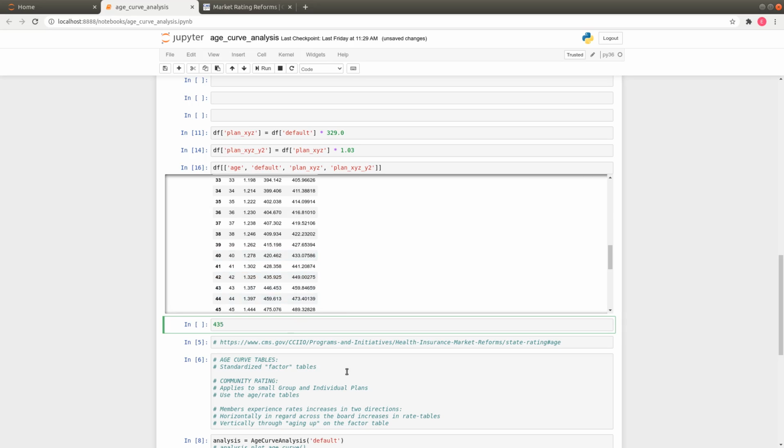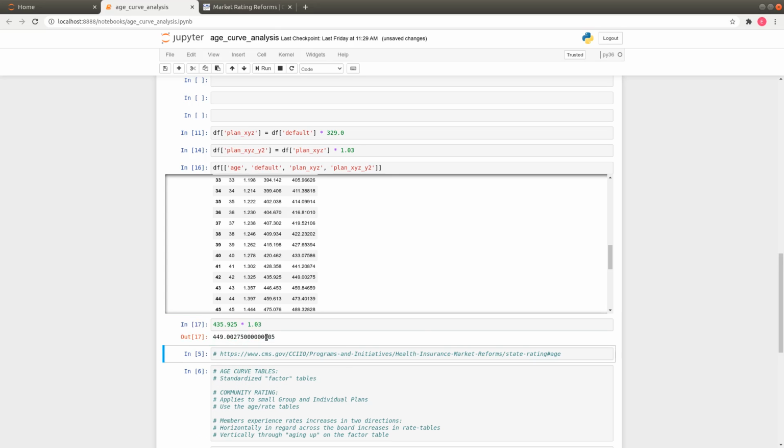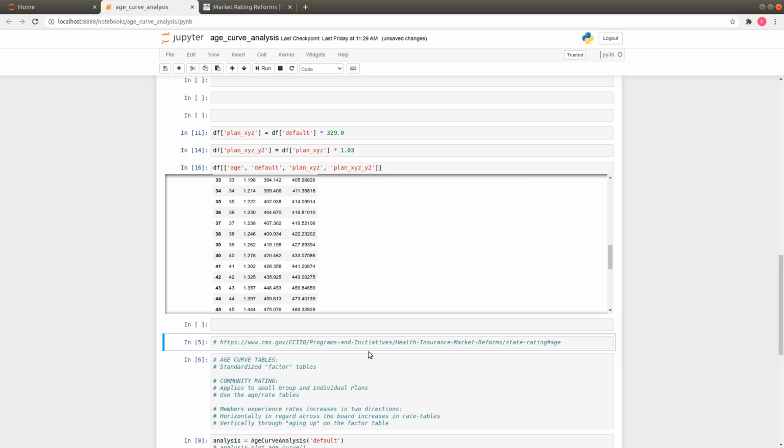435.925 times 1.03 is equal to 449.0275. So that's what the insurance companies mean when they tell us that the products went up by some percentage. If they come to us and say the product went up by 3%, the challenge is that when we go to our clients and give them the renewal, what we have to deal with is the fact that not only did the plan go up, but the member also aged up.